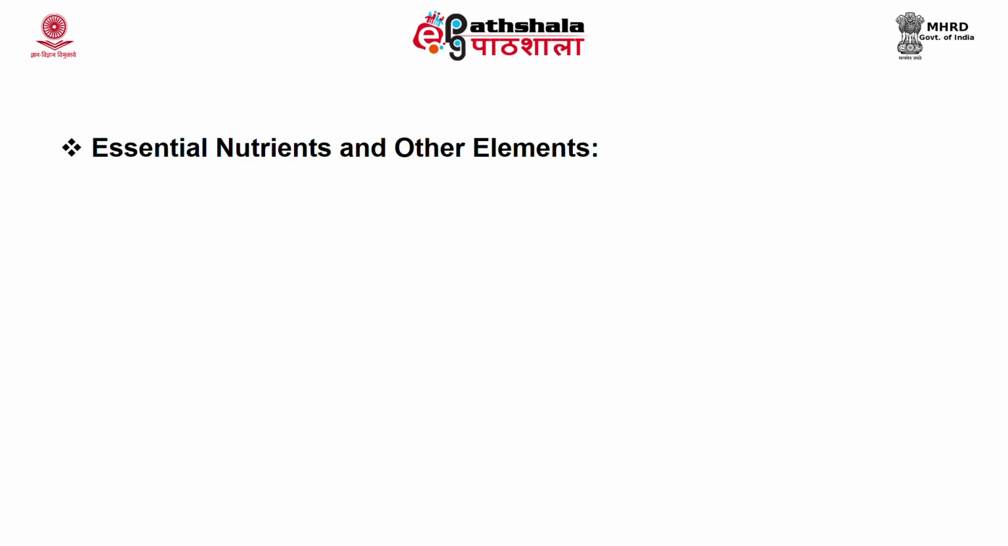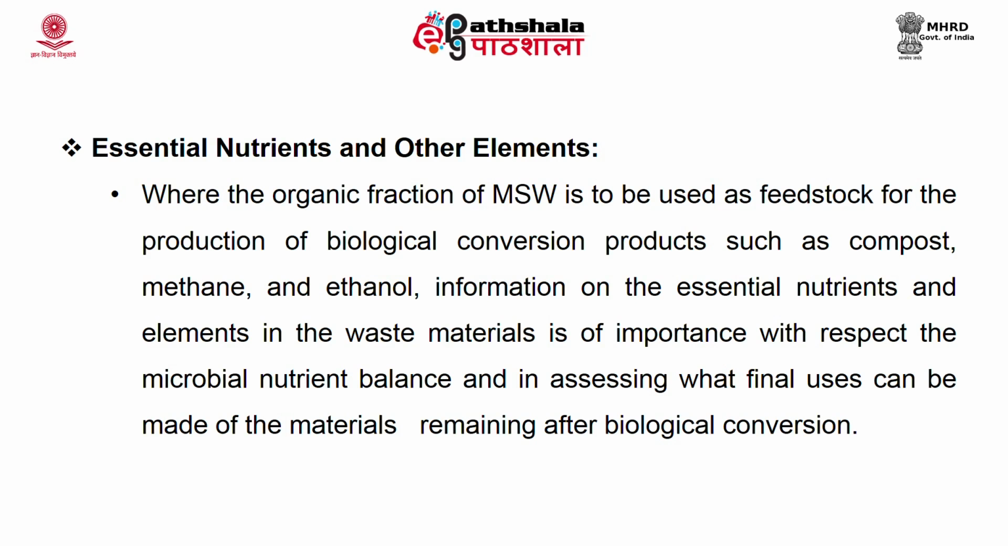Now, the last characteristic of the chemical characterization of municipal solid waste is essential nutrients and other elements. Where the organic fraction of municipal solid waste is to be used as feedstock for the production of biological conversion products, for example, like preparation of compost, methane, ethanol, it is very essential for us to know what are the essential nutrients and the elements which are present in the waste material. This will help us to maintain the nutrient balance for proper microbial growth, and it will also help us in assessing the final use of the end product which is produced at the end of biological conversion.